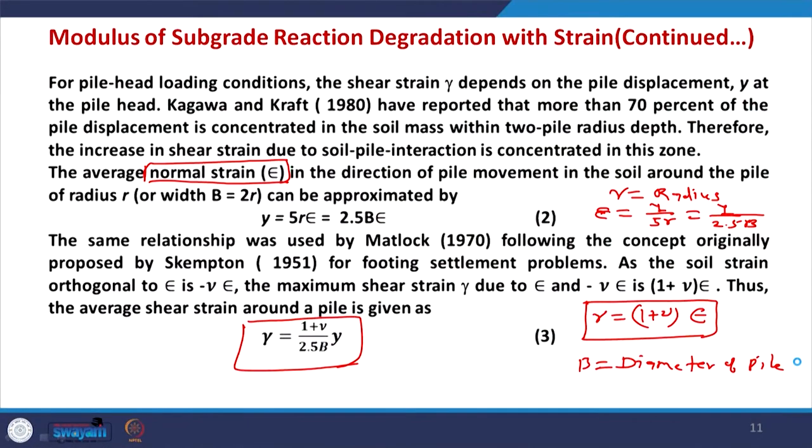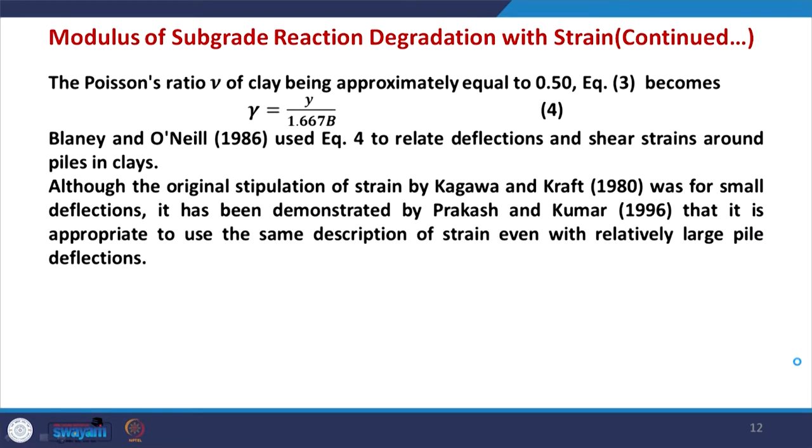Continuing with this, in equation 3, especially for saturated clay, the value of Poisson's ratio can be assumed 0.5. If I put nu equal to 0.5 in equation 3 and solve, then you get gamma equal to y over 1.667b. This equation is the final product. Of course, it is a very simple equation, and it links your deflection with shear strain. So if you know the deflection, then you can calculate the value of shear strain.